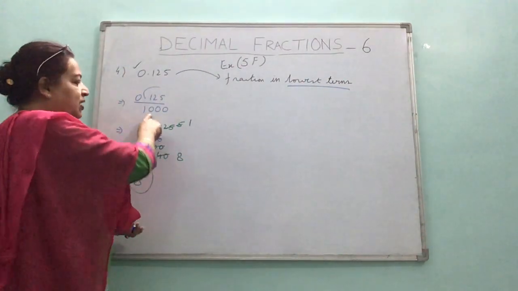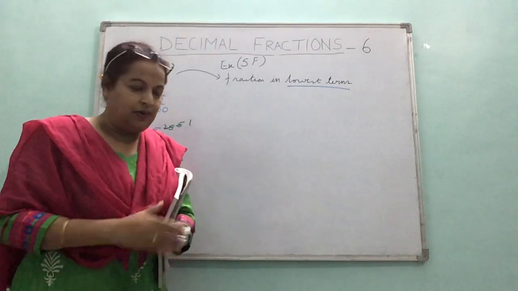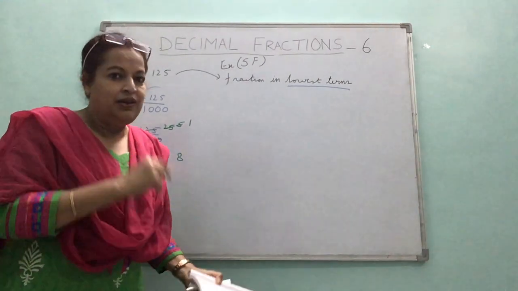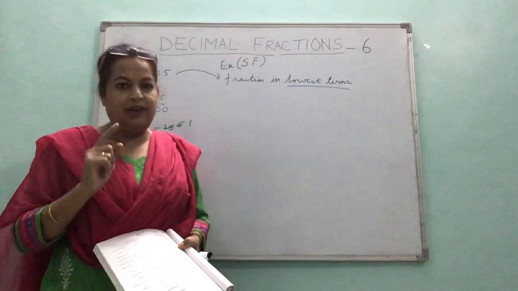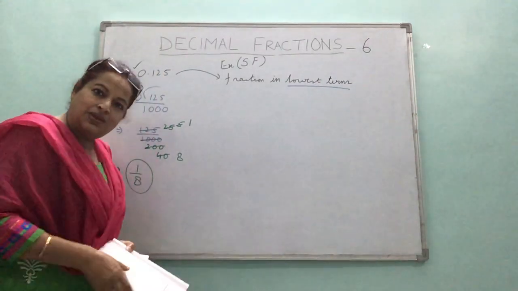This is the decimal fraction, and then we divide by the common factor. Both numerator and denominator have a common factor, and you get it in the lowest terms. Reducing to lowest terms we have done in the fraction exercise. In that we have done how to reduce to lowest terms. Okay.